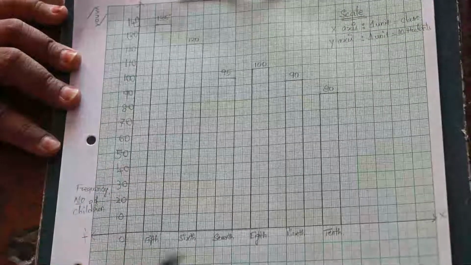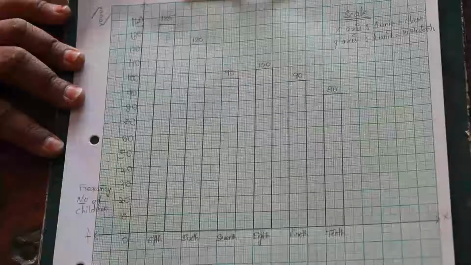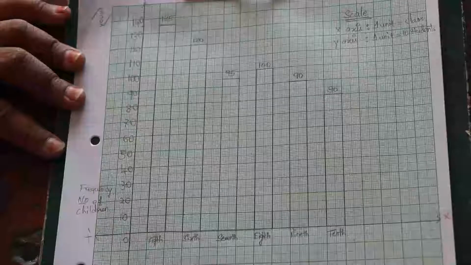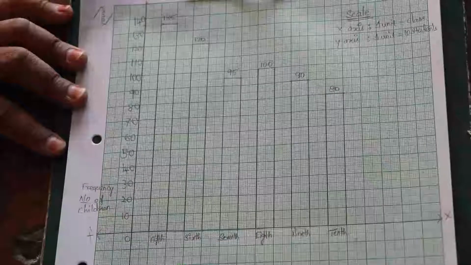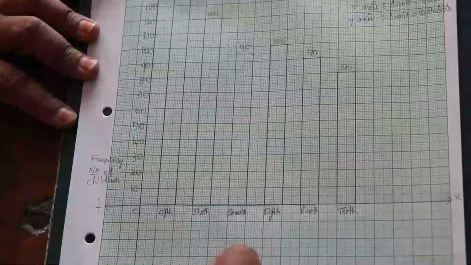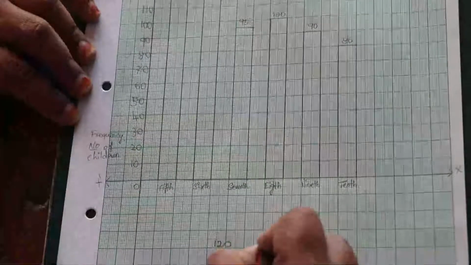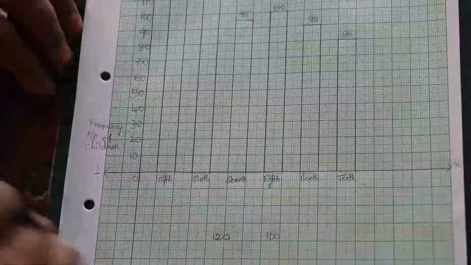And then find the ratio of the students of class 6 to the students of class 8. So the 6th is 120, and the 8th is 100, is it right? So we have to find the ratio. So how to find the ratio?